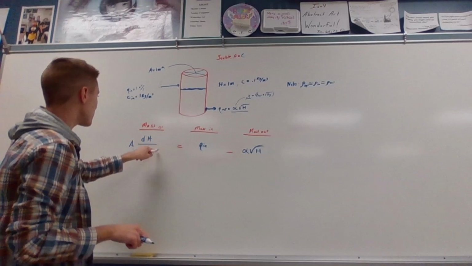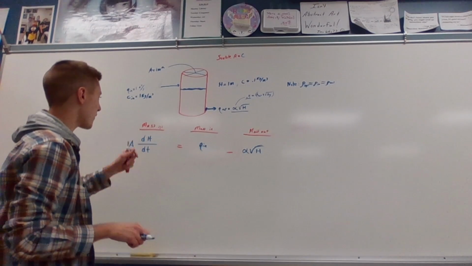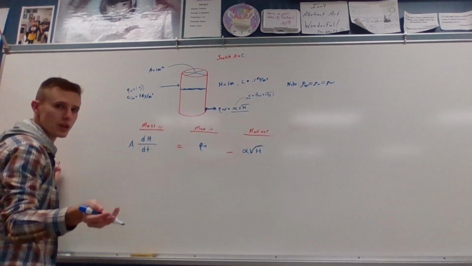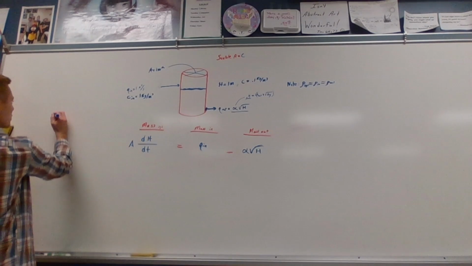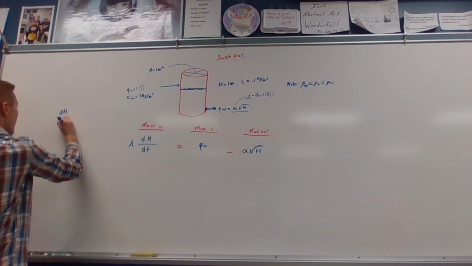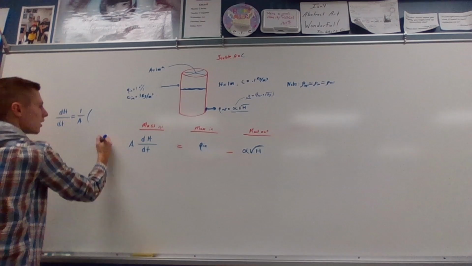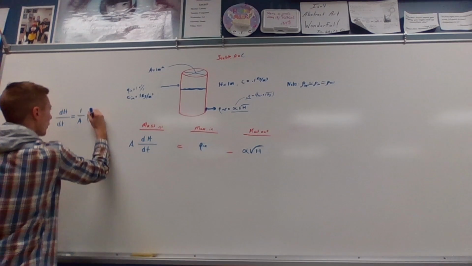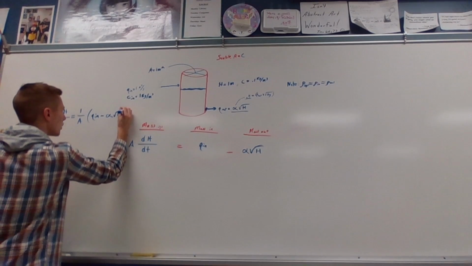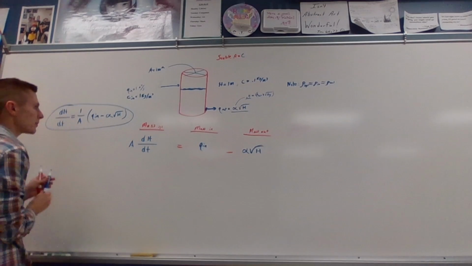So we want to get this by itself, so we divide this side by our cross-sectional area, and we have our first equation. We bring it over and get this by itself. So our first equation is going to be the derivative of height with respect to time is equal to our flow rate going in minus our flow rate going out, divided by our cross-sectional area. And that is our first equation we'll be using to code out in Python.